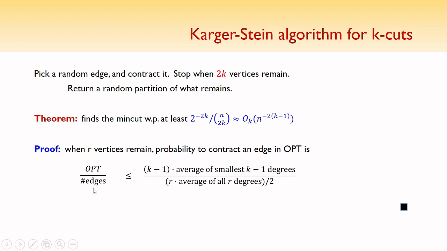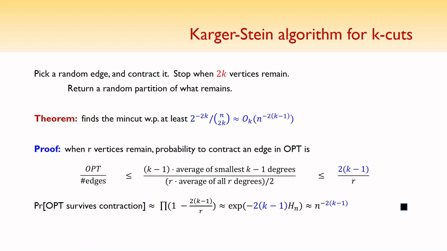Similarly, what's the number of edges in the remaining graph? Well, that's just r times the average degree divided by 2. A simple counting argument. And then finally, the average of the smallest k minus 1 degrees is at most the average degree. So we get this inequality right here. Finally, what is the probability that the opt survives the contraction overall? Well, it's basically the product of this quantity where r ranges from n down to 2k, which can be approximated by n to the minus (2k minus 1).